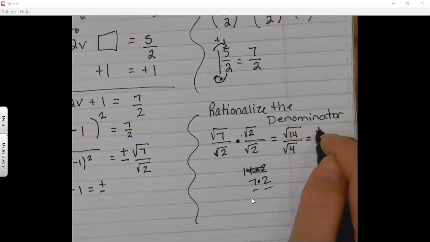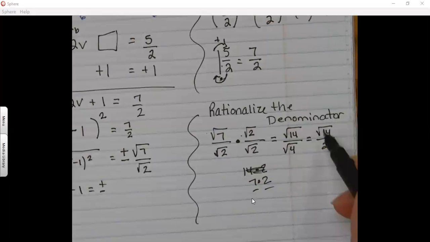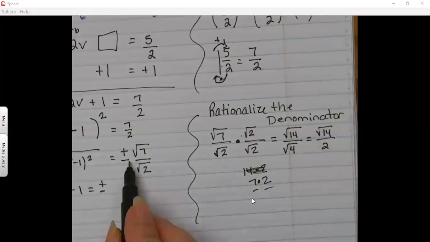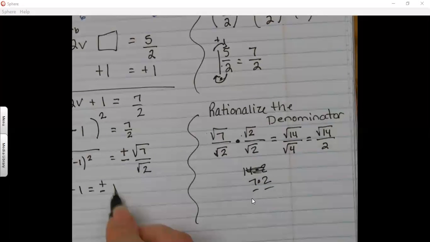If I could, I would. Can I divide the square root of 14 by 2? No, 14's under the radical. So it's not equal to the number 14. It's the square root of 14. Okay? So over here, this simplified to positive negative square root of 14 divided by 2. I know that was a lot, but it's going to happen.